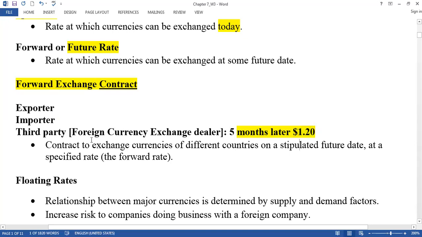So the third party says, don't worry, give me some fees, and I am going to give you the guarantee that 5 months later, when you are going to make payment, the rate will be $1.2. You understand? So this is the foreign currency exchange dealer, that means the forward exchange contract. You make a contract with a third party. They give you a guarantee about the future rate, and they give you the rate today. 5 months later, you can pay.